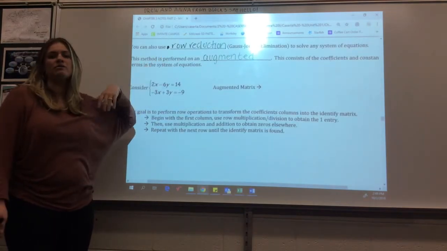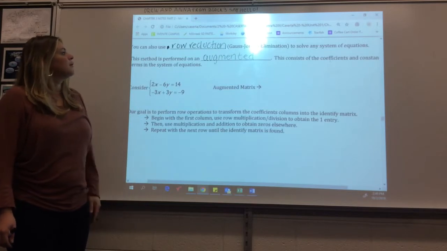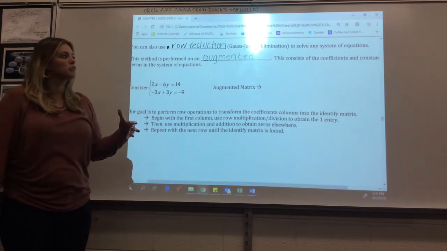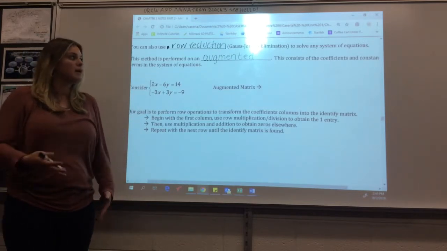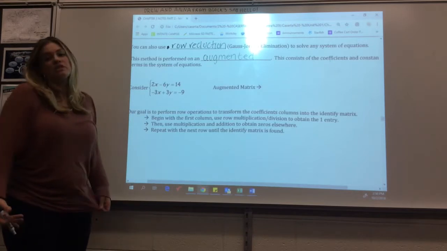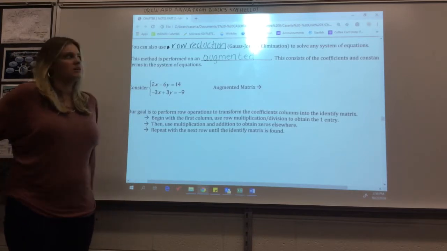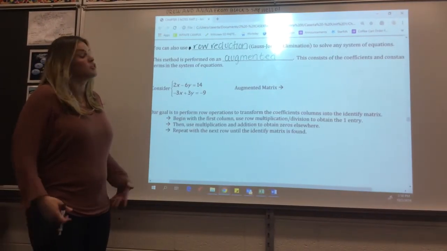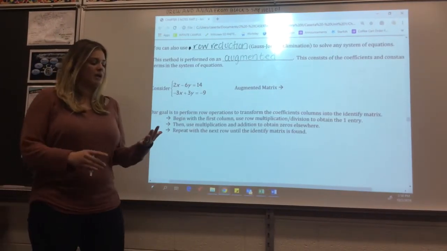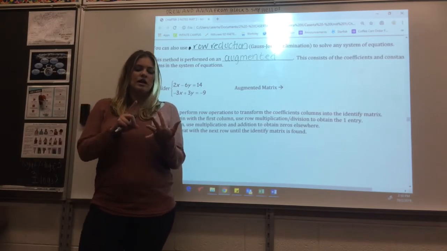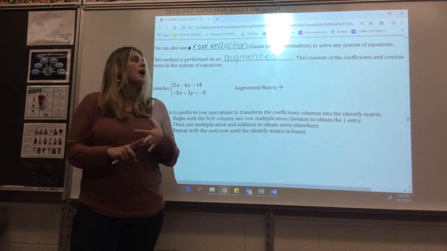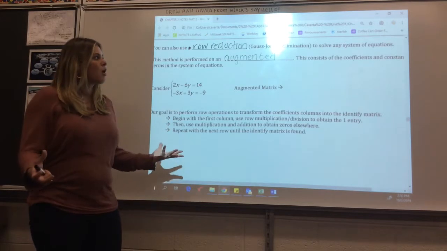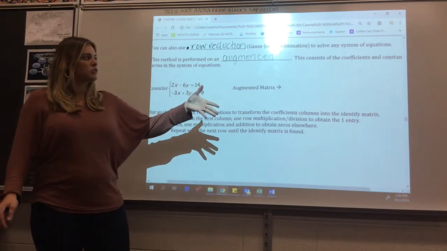So in this blank, fill in row reduction. We're going to use Gauss-Jordan elimination. Those are two men that came up with this. They were mathematicians. They came up with many more things than just this, but we're just going to focus on this today. It's just another way to solve a system of equations. So we have so far substitution, elimination, graphing, and just using matrices to solve, but now we're going to use an augmented matrix to solve.